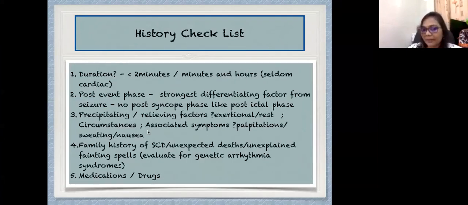So again, a checklist for syncope, you have to ask about duration. So generally cardiac syncope is less than 2 minutes. If it lasts for minutes and hours, it is unlikely to be cardiac. You have to ask about the post-event phase, as this is the strongest differentiating factor from seizure. So there is no post-syncope phase like a post-ictal phase. You have to ask about precipitating and relieving factors. That is the only way to find out whether it was a vasovagal syncope from history.